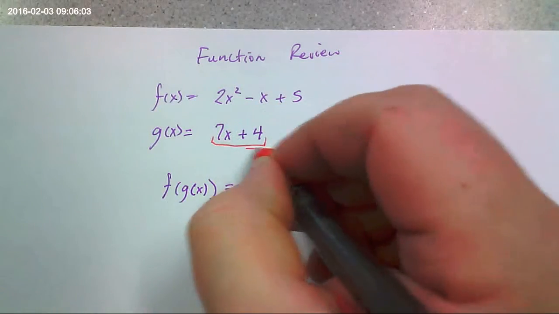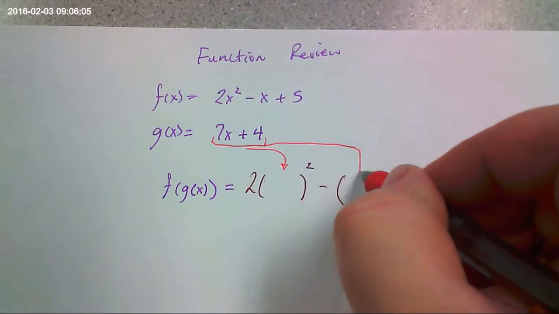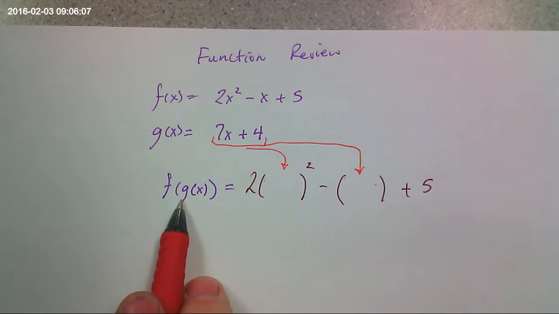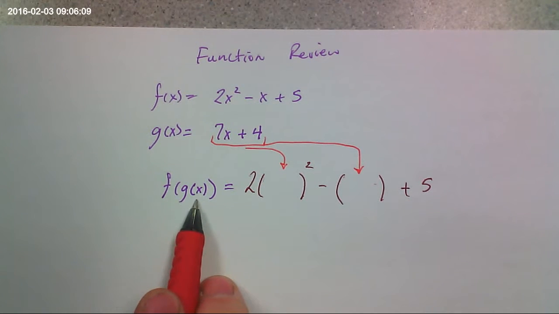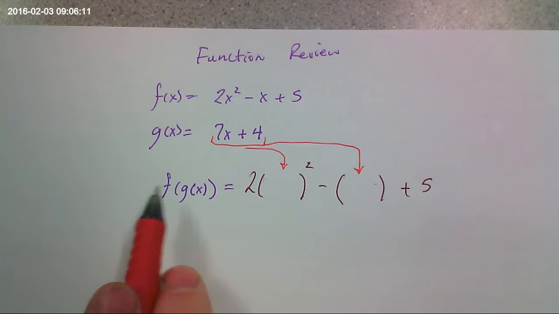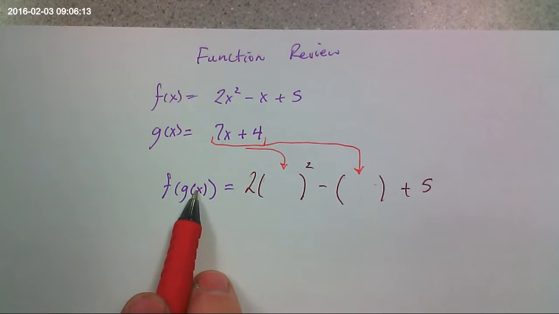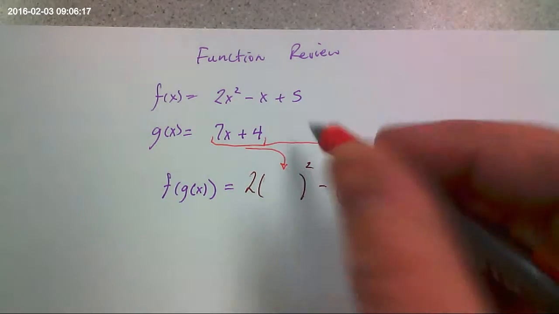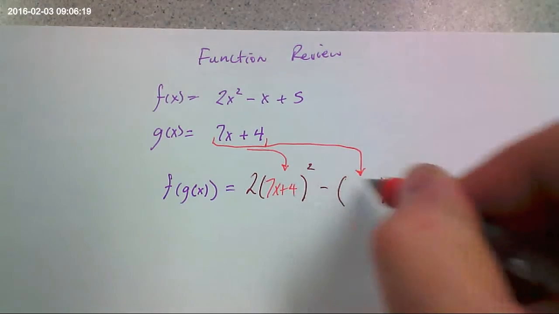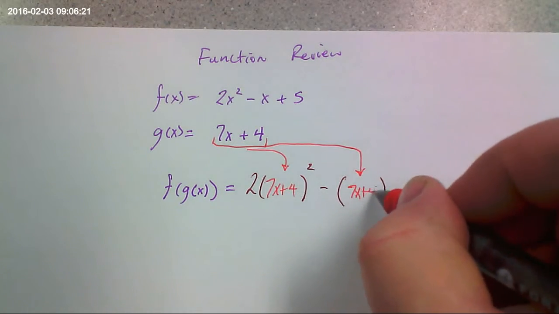So this thing's going to go here. And it's also going to go there. Because you're going to substitute both x's with whatever g of x is. That's what this says. This says replace x with g of x. That's what that says. Right, Sophia? Okay. So we're good?